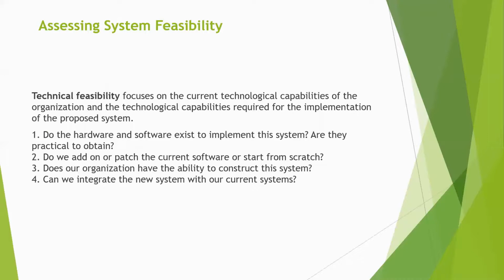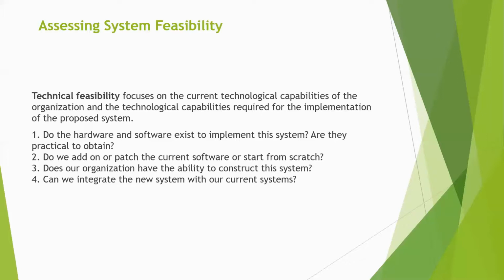Now, assessing system feasibility. This is also very important when we are selecting a vendor. Assessing system feasibility focuses on the current technology capabilities of the organization and the technological capabilities required for implementation of the proposed system. Do we have the guts to go through the process of adopting the change? Do we have the technological capacity to acquire it completely? This is something that must be taken into consideration.